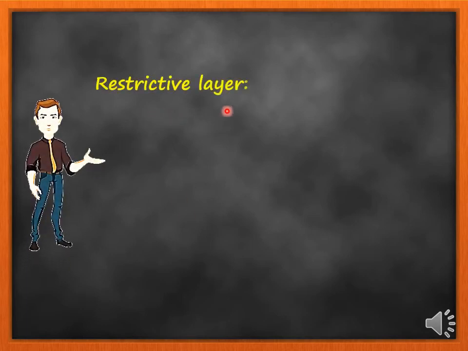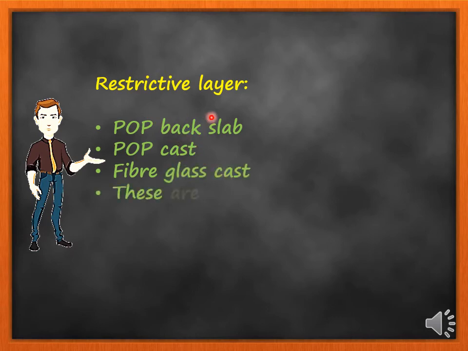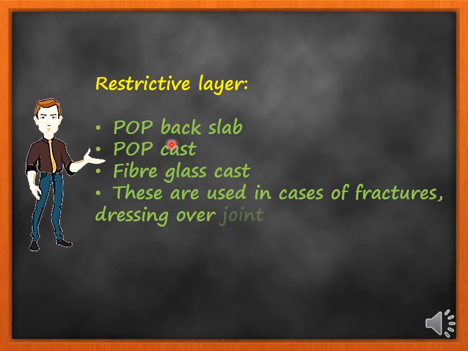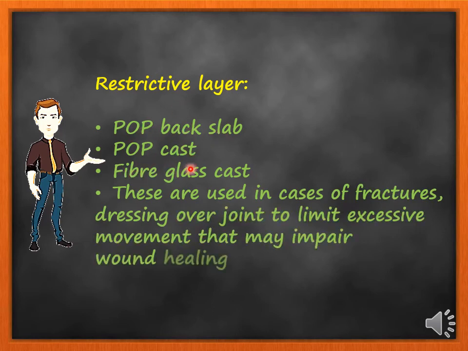And then we have the restrictive layer. For the restrictive layer, it is not always present as a layer of wound dressing. Materials used for the restrictive layer include the POP back slab, POP cast, and fiberglass cast, and these are used in cases of fractures or when dressing is done over joints to limit excessive movement of that joint that may impair wound healing. So it's important for us to know that the restrictive layer is not always present as a layer of wound dressing.